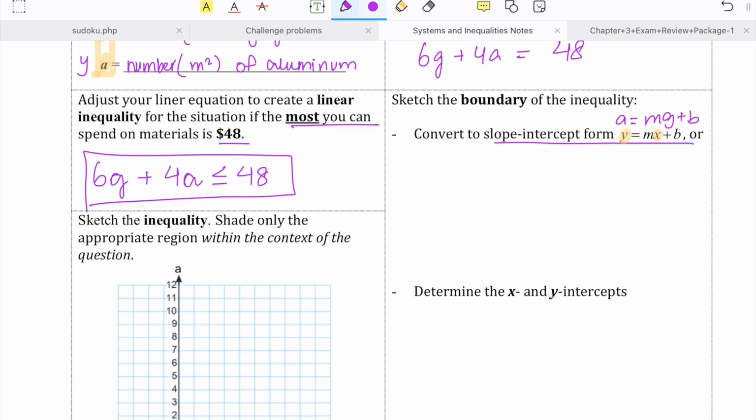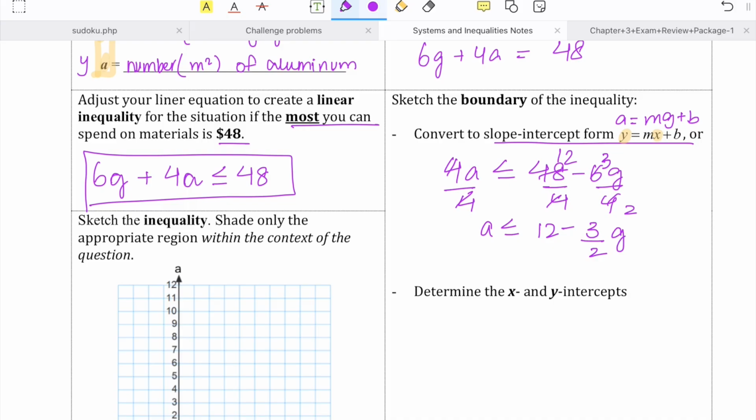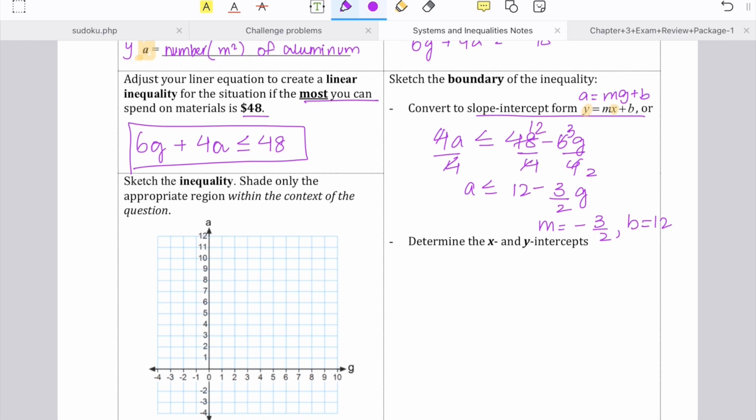So subtract 6g from both sides. You're left with 4a less than or equal to 48 minus 6g. Divide both sides by 4. You get a is less than or equal to 12 minus, reduce this, so by dividing it by 2, you get 3/2 g. So your slope over here is -3/2, and your y or your b is 12, okay?